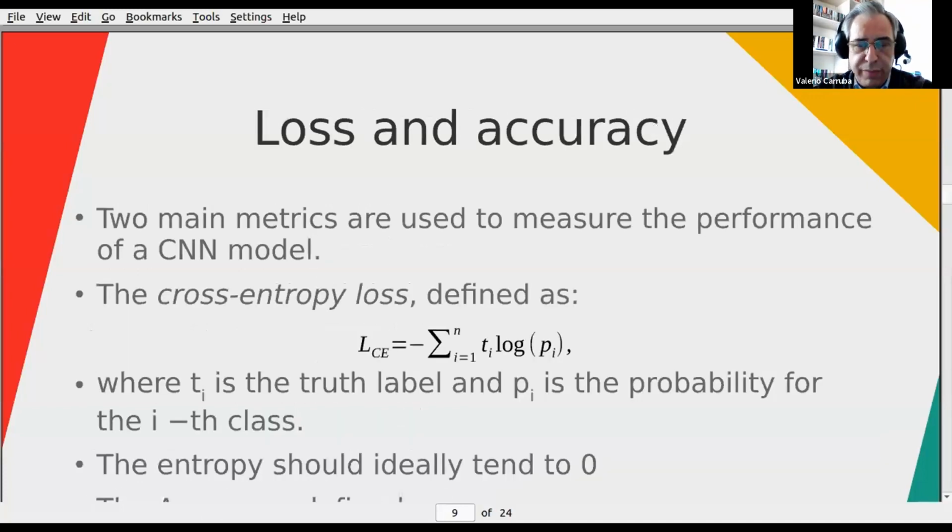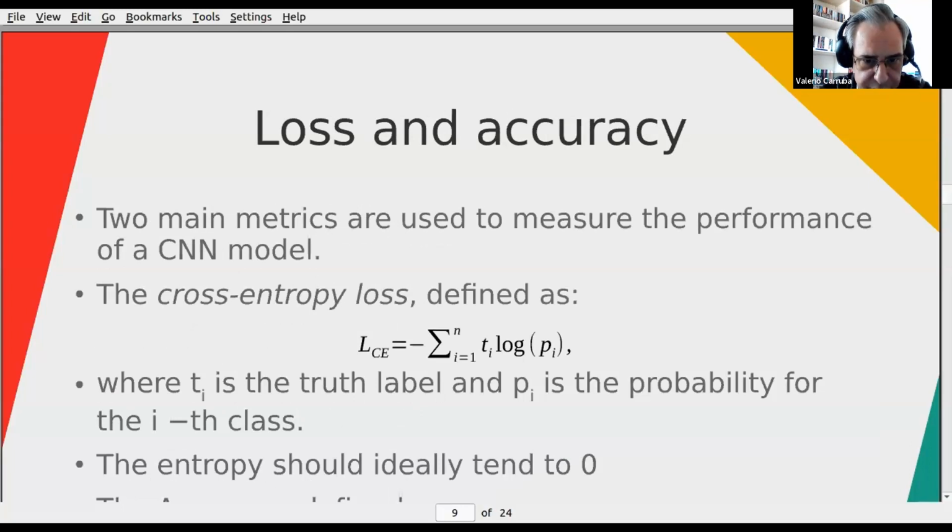So how do you measure the performance of a CNN model? There are two most commonly used metrics. You have the cross-entropy loss, which is defined by minus the sum over t_i log p_i, where t_i is the truth label and p_i is the probability for the ith class.